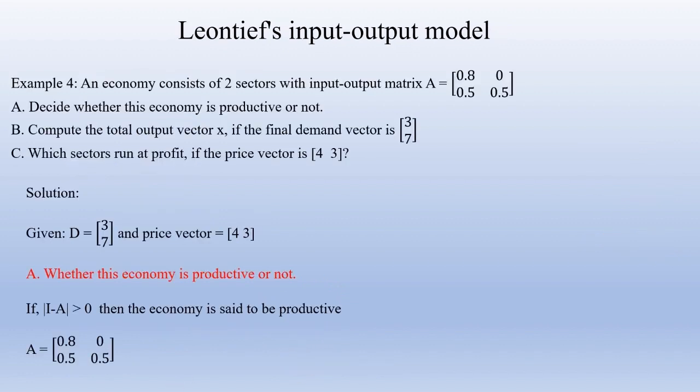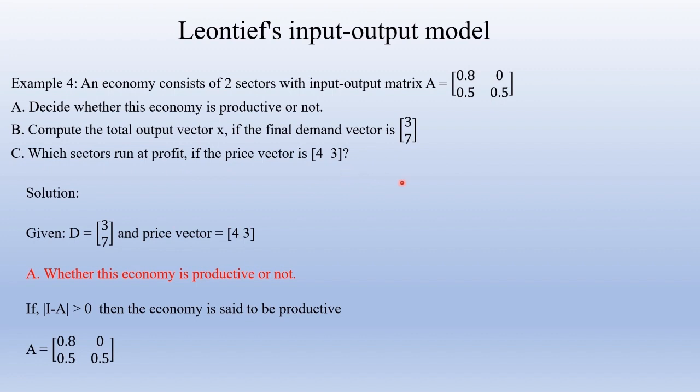Example 4. An economy consists of two sectors with input-output matrix A. A. Decide whether this economy is productive or not. B. Compute the total output vector X if the final demand vector is 3, 7. C. Which sectors run at profit if the price vector is 4, 3?